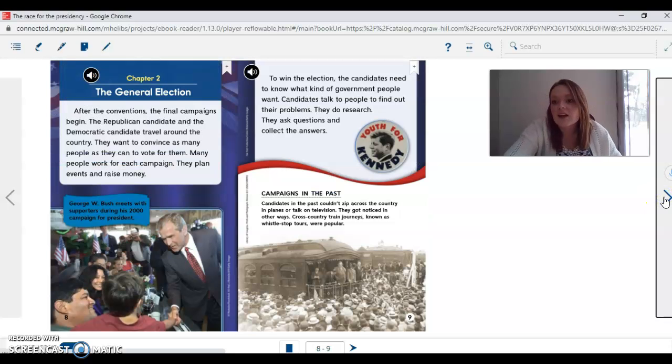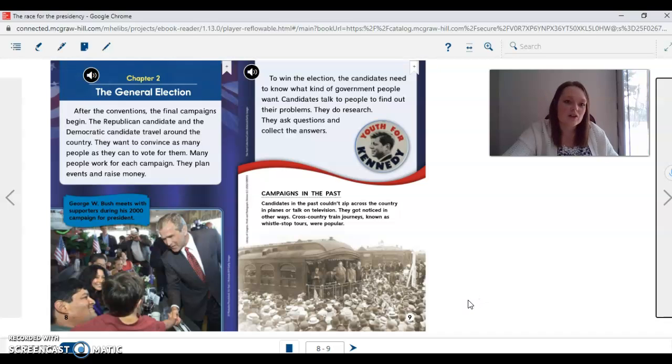So to be president, it is a very, very long process and it takes several years to go through all of the speeches and campaigning and decisions that are made so that you can run for president. We're going to read chapter 2. I'm going to stop after chapter 2 and then I will finish reading this story to you tomorrow.